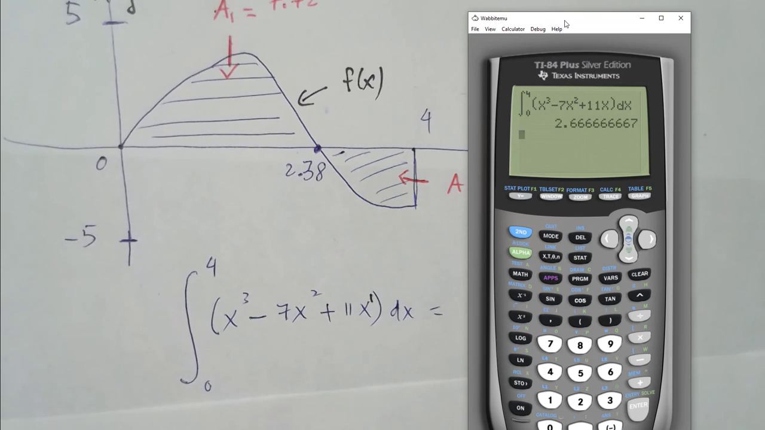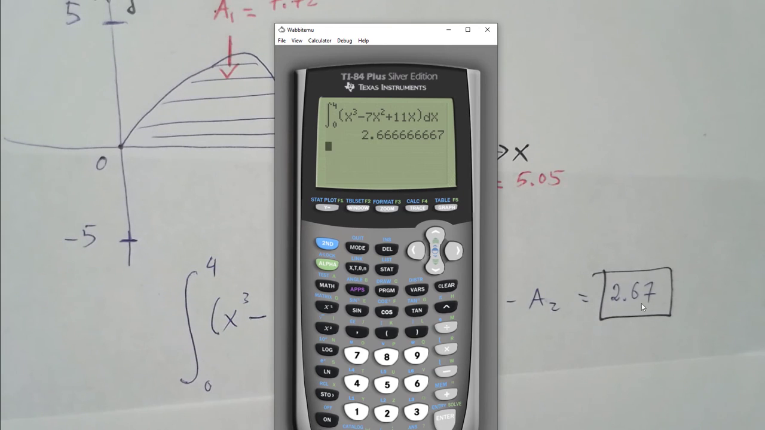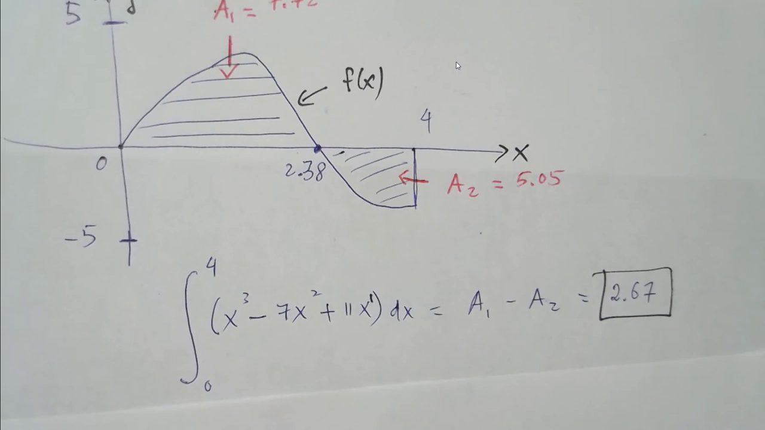And that is the correct answer that we saw earlier, 2.67, if we round it to 2 decimal places. And that's how we solve this problem and explain it in terms of the area from the function.